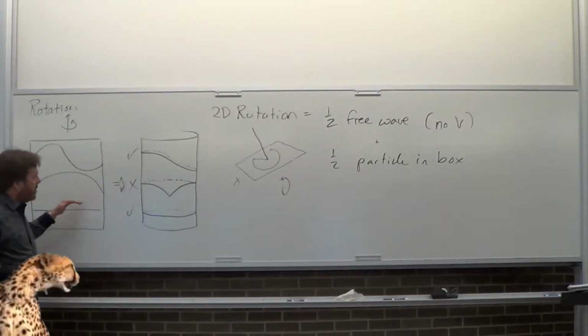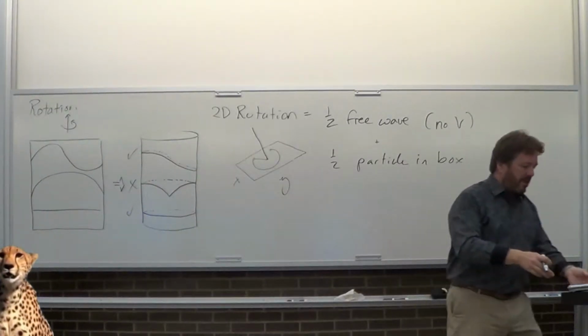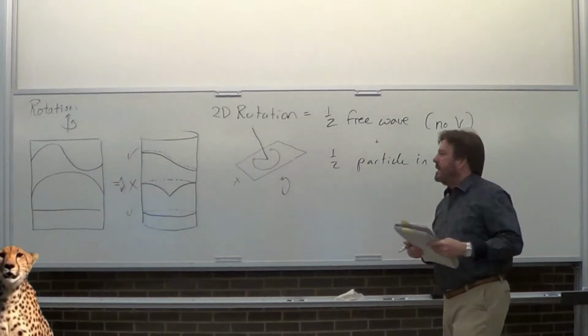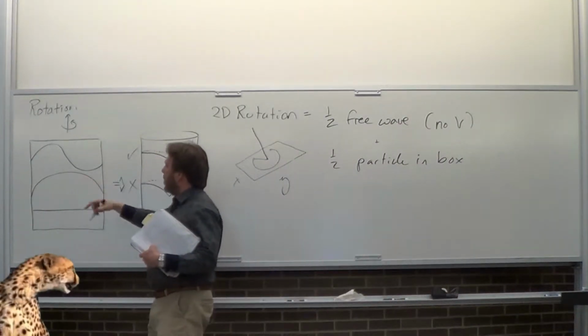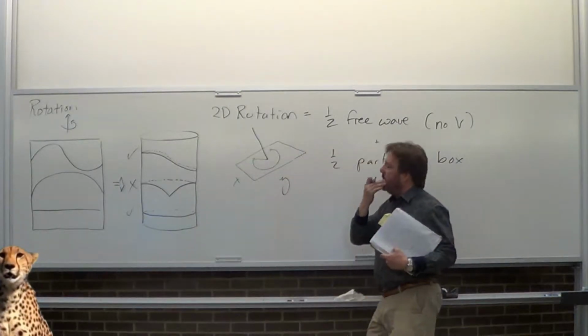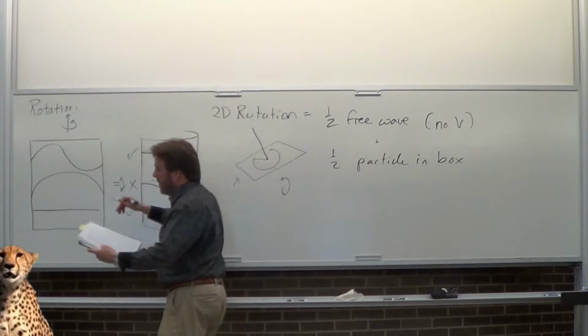So you can see what I'm doing is I'm trying to figure out a way to translate particle in a box into rotation, and what I can do is eliminate the ground state in the particle in a box, and now I can't use it for rotation. Our first excited state's okay. So anyway, all right.